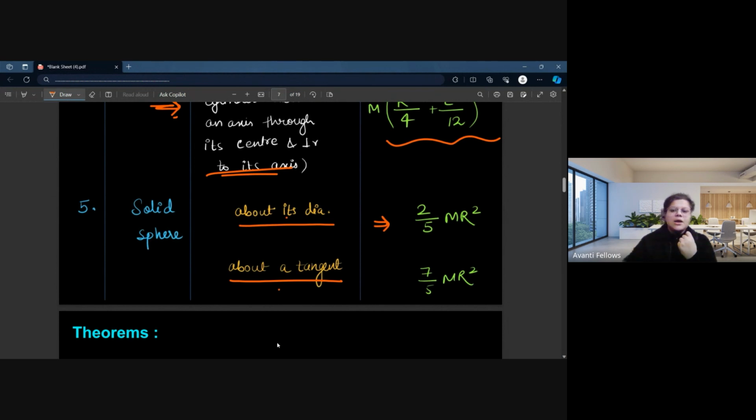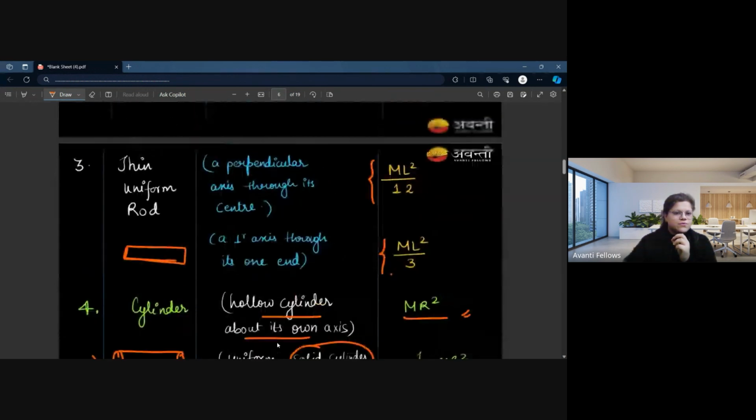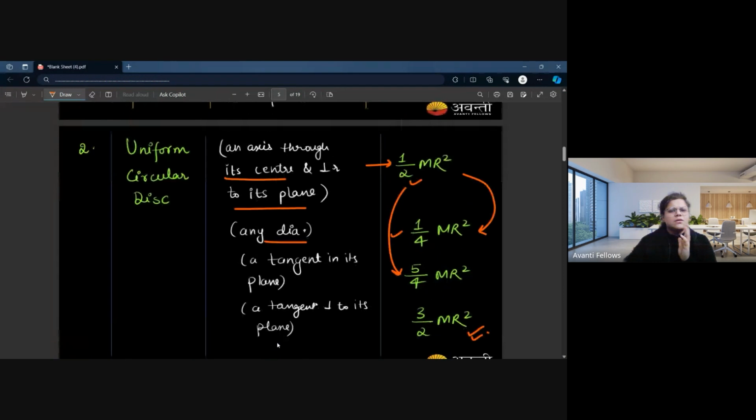Now, I gave you 5 bodies and their quite different positions of axis of rotation and the inertia corresponding to those axes. But there could be any axis in general. And for that, we will do theorems. With the help of theorems, we can find out the inertia about any axis of rotation. But it is required that you know these standard values, right?